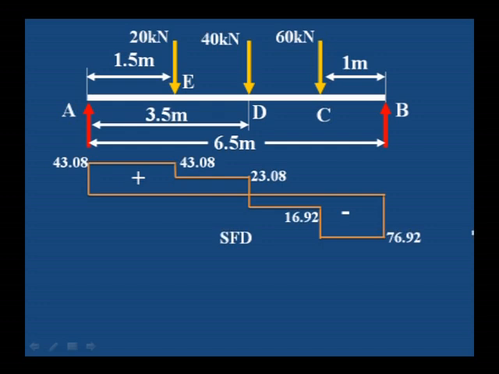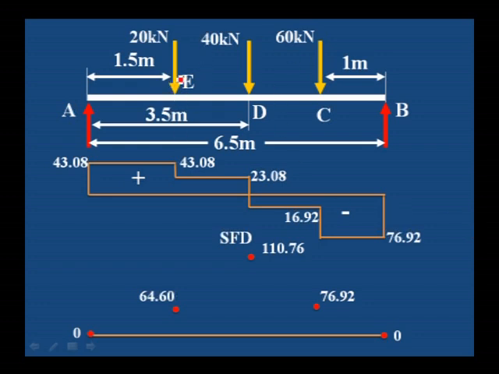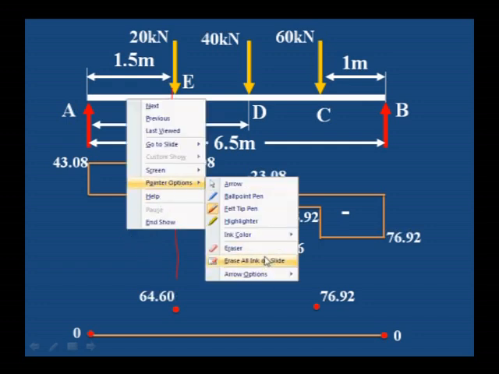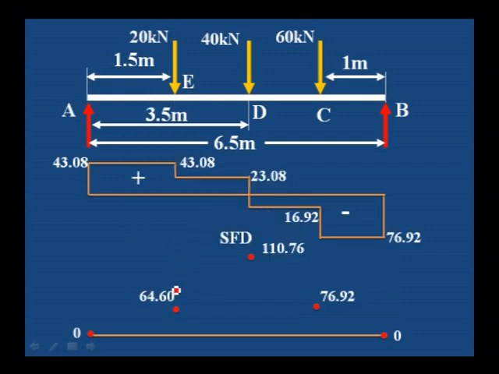This is the shear force diagram. For drawing the bending moment diagram, first draw the horizontal line, then mark the salient points below each point. Project the E point and mark 64.6, project the D point, mark 110.76, project the C point, mark 76.92. This should be a proportionate scale. You have to draw the diagram proportionate to the values. Then join all the points.